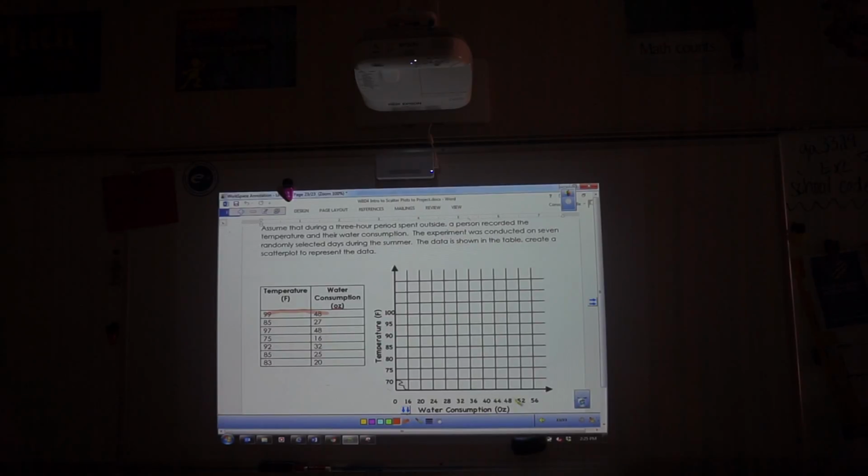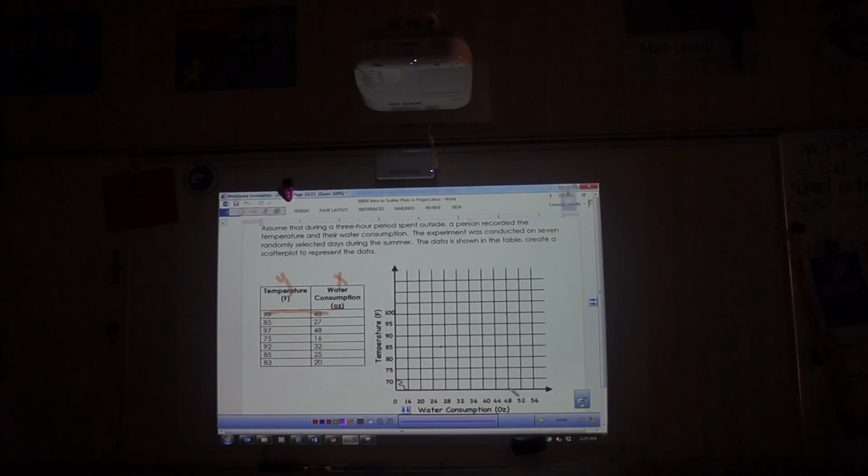Okay, so we're going to go over to temperature. Oh, notice this is backwards. Okay, so this is your X and this is your Y. So we're going to do over 48 up 99. So we're going to go right about there. Again, you don't have to be perfect. Over 27, so we're going to say 27 is right about here, and up 85.